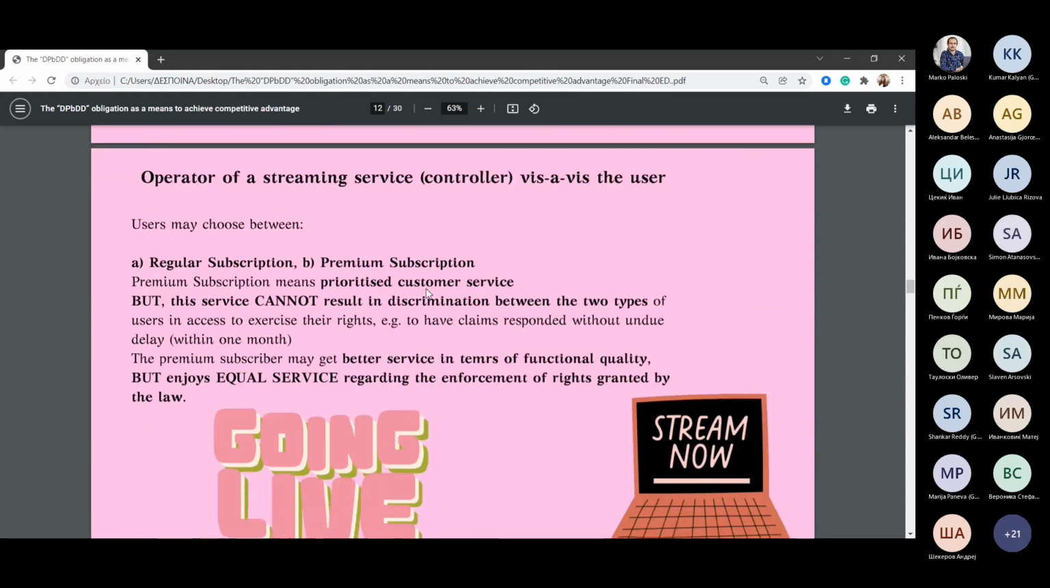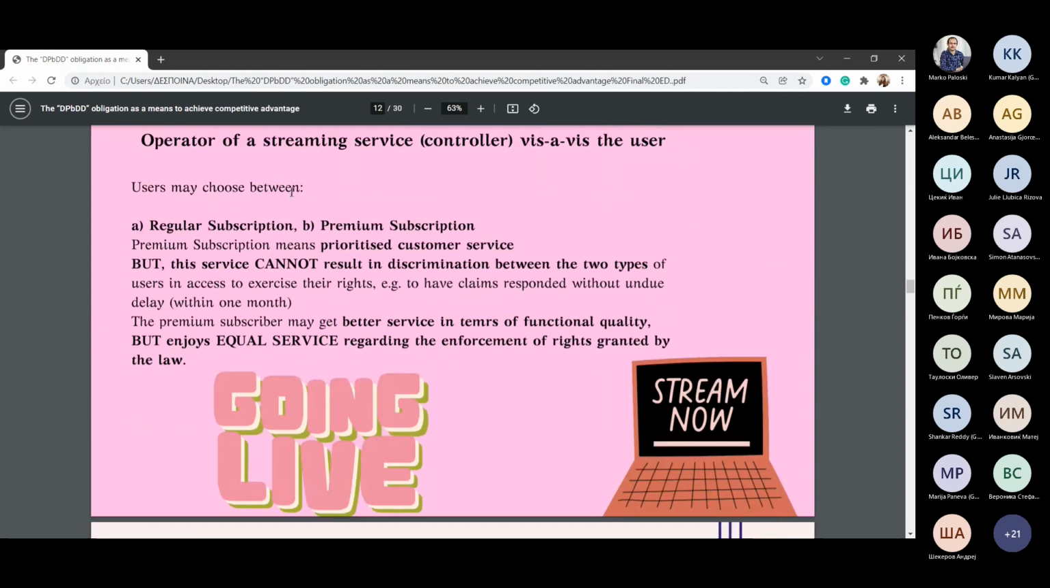So we have another example. We have the operator of a streaming service, who is the controller, and we have the user, the two parts. The users may choose between a regular subscription and a premium subscription. So premium subscription implies a prioritized customer service. But in no way can this priority service result in a discrimination between the two types of users, I mean the regular subscribers and the premium subscribers.